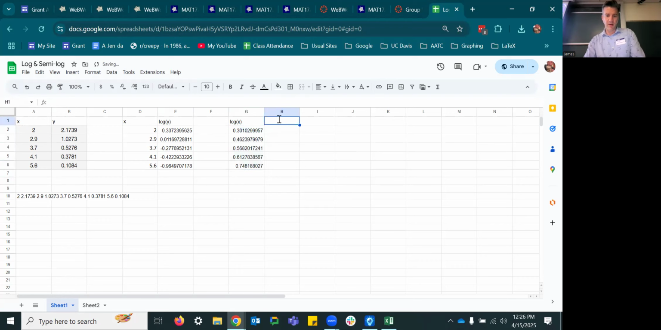Here's our log of Y values again. Be nice if we could just use the column we already have, but you really can't. So we're going to say this is equal to log of B2. And then, yep, autofill it. And now let's see what this data looks like.